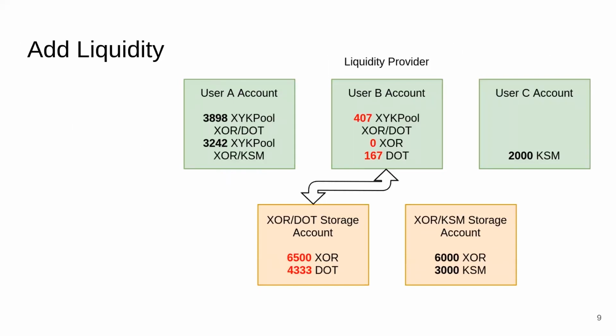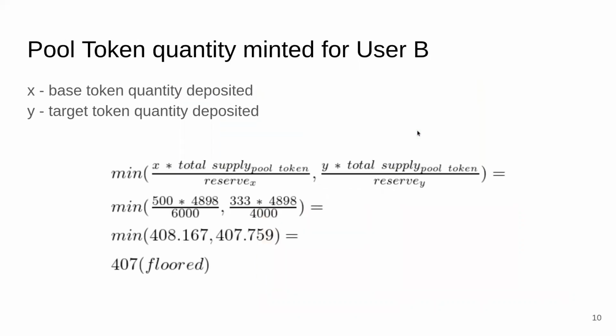So our second case is that user B also wants to add some liquidity. He wants to deposit 500 of XOR and 500 of DOT, but because there are already proportions in the XOR DOT pool, which were set by the user A account, he cannot deposit all of his tokens, but only 500 XOR and 333 DOT, so that proportions in the pool are preserved. And he also received some pool tokens for that. The calculations for the pool tokens in that case are the following, but let's not spend too much time here.